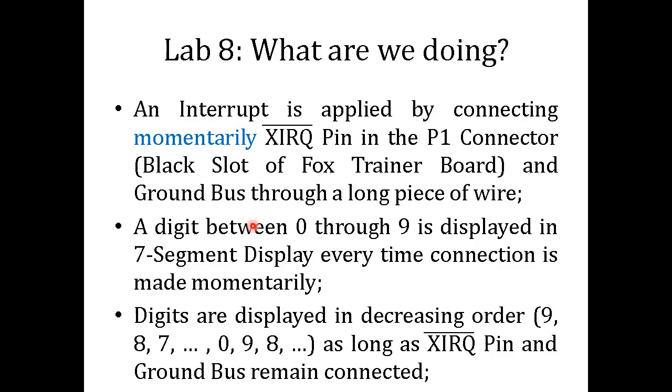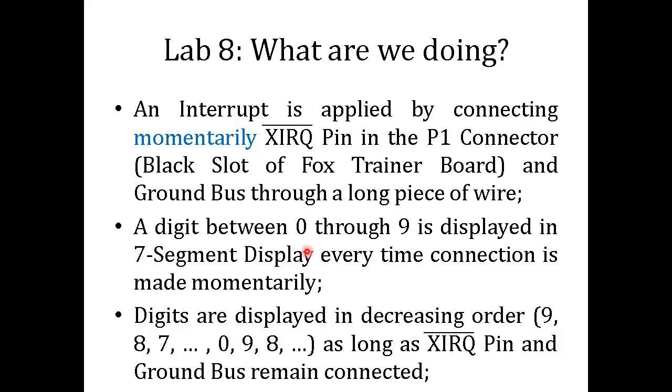Now, to understand what we are doing in lab 8, this is what we'll do. An interrupt is applied. How do you apply it? By momentarily connecting the XIRQ pin in the black slot, meaning the P1 connector, and the ground bus, meaning connecting the ground, right? Now, once you touch it, what happens? Definitely a subroutine is executed, right? You have written the subroutine in your program, okay, which actually is already written for you. We have written it, you just have to execute it.